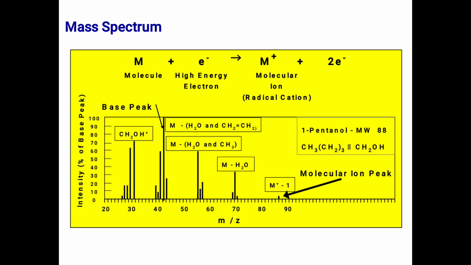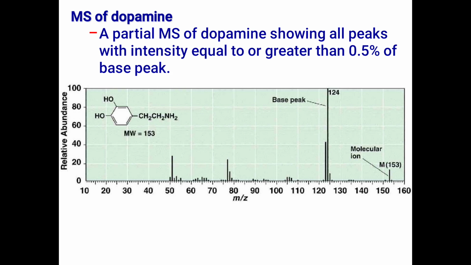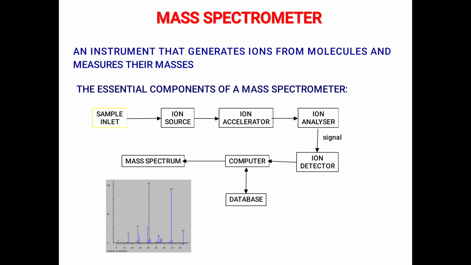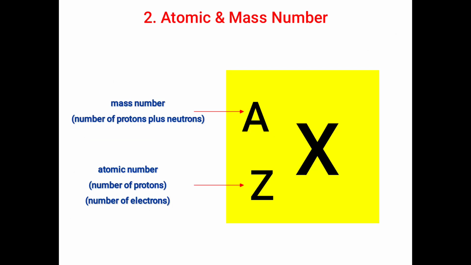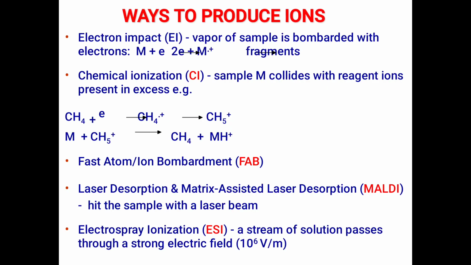This is the mass spectrum. Mass spectrum of dopamine. This is a mass spectrometer. Diagram of a simple mass spectrometer. Atomic and mass number: here Z is the atomic number and A is the mass number. Ways to produce ions.